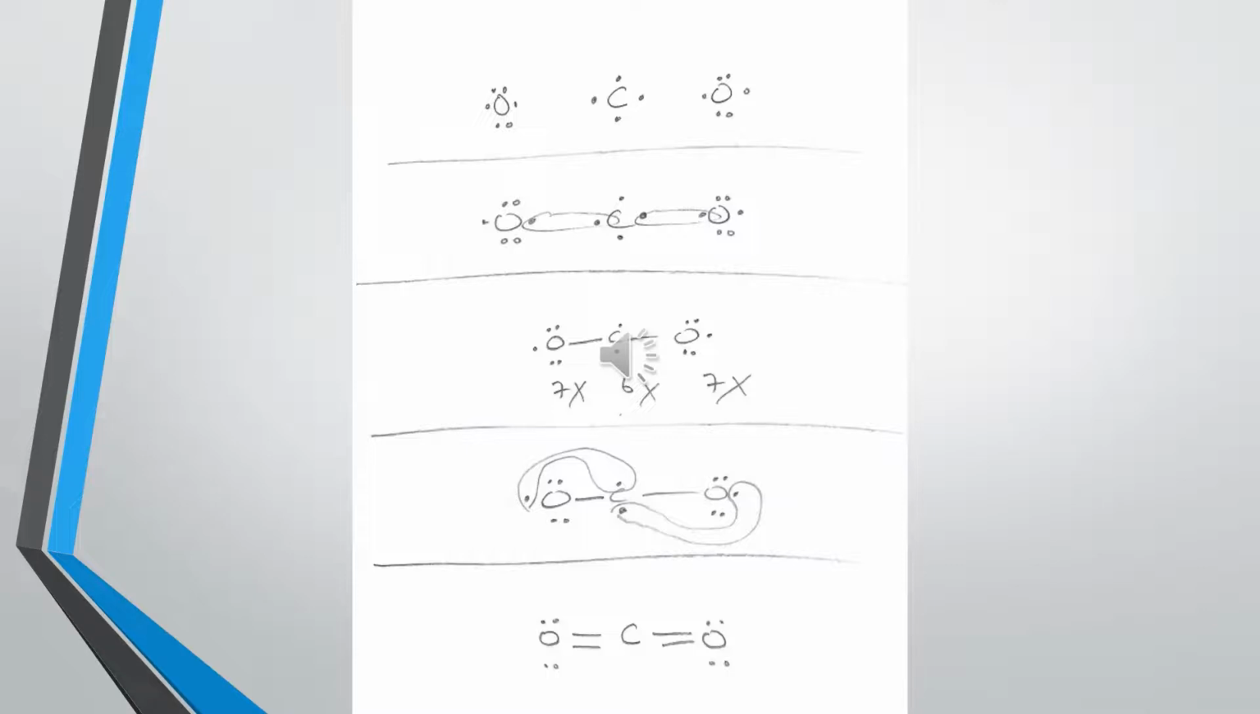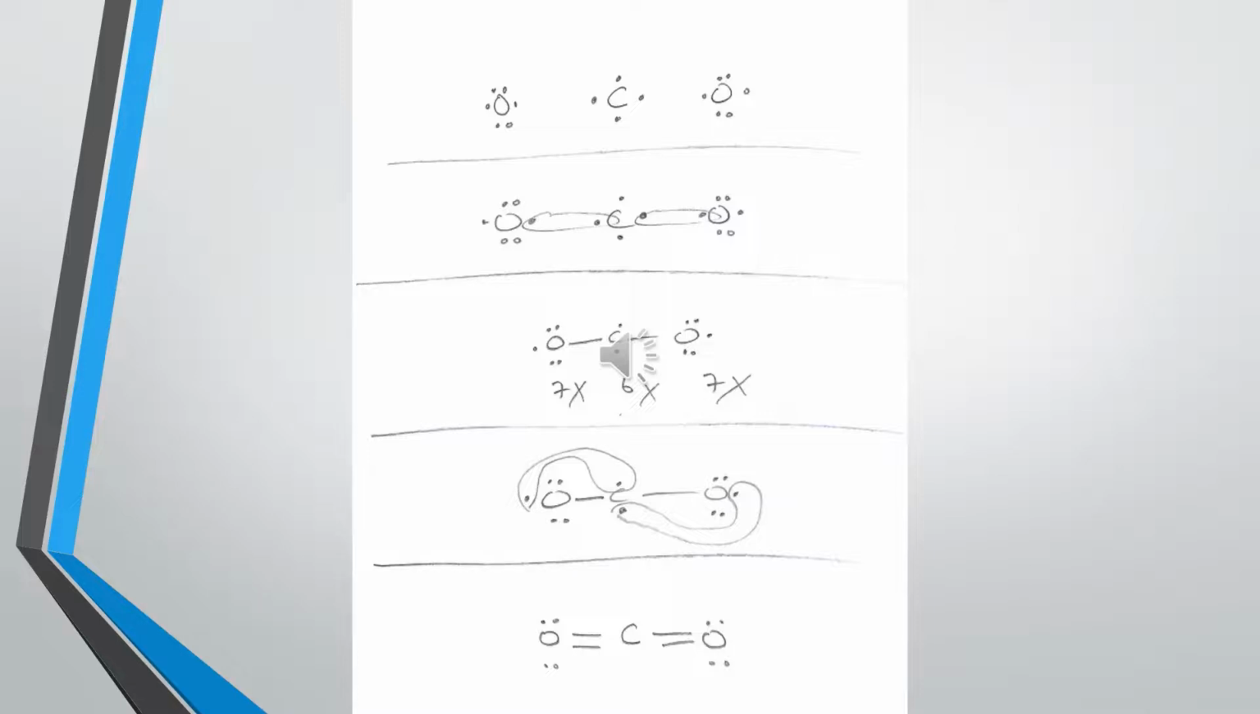3 bonds and 1 dot. And the carbon only shows 6 electrons, 2 bonds, and 2 individual dots. So obviously we're not done. And to complete the octets for these elements, and these are second row elements which must have an octet, these aren't any exceptions, right?